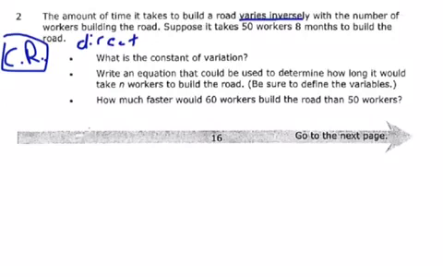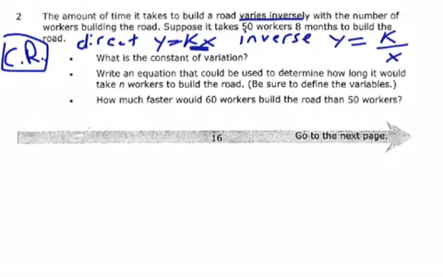So direct variation is y equals kx, and then inverse variation is going to be y equals, it's the inverse of direct, so these are multiplying, so here we just divide them, so k over x. So this is inversely, so we're going to use this one. And it says the amount of time, so this is time, varies inversely with the number of workers, so x is going to be the number of workers.